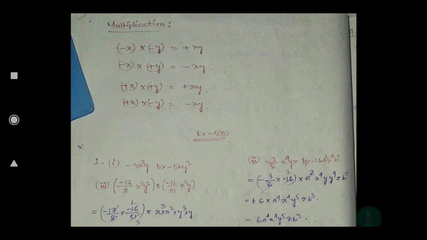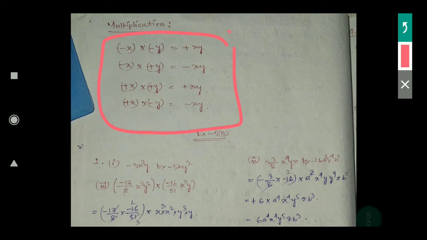In that multiplication, there is only one rule, that is the multiplication of the signs. If you multiply minus with minus, it will give plus. And if you multiply plus with minus or minus with plus, in both cases it will give minus only. And if you multiply plus and plus, it will give plus. You have to remember all this for doing the multiplication.